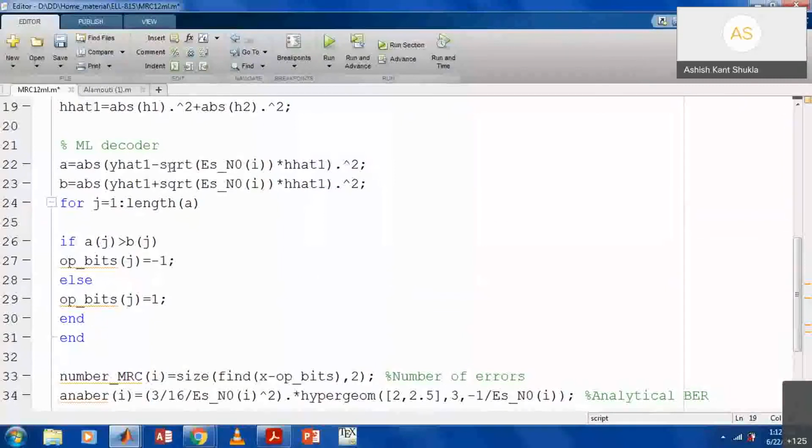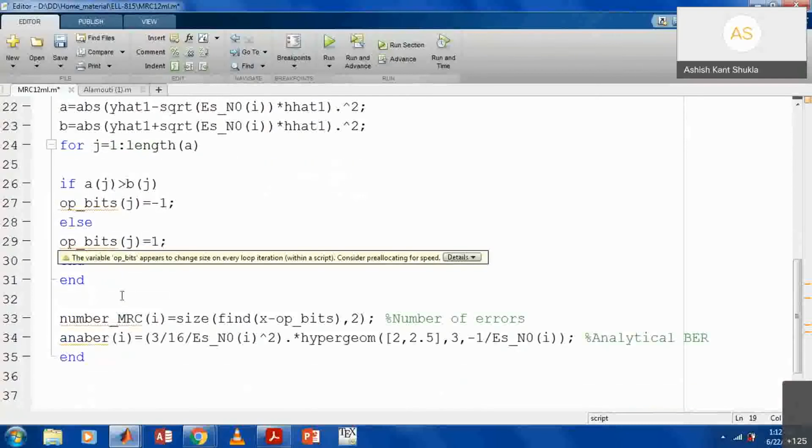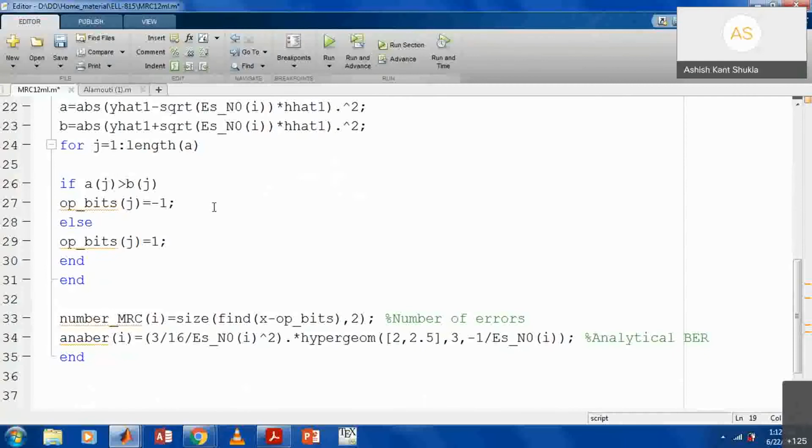Similarly, just like the previous cases, we have also performed the ML decoding over here from line number 24 to line number 31. We have just found out what our symbol is, I mean the symbol that is received over here. These are the basic things Pranav has already discussed, so I'm not going into detail about that.